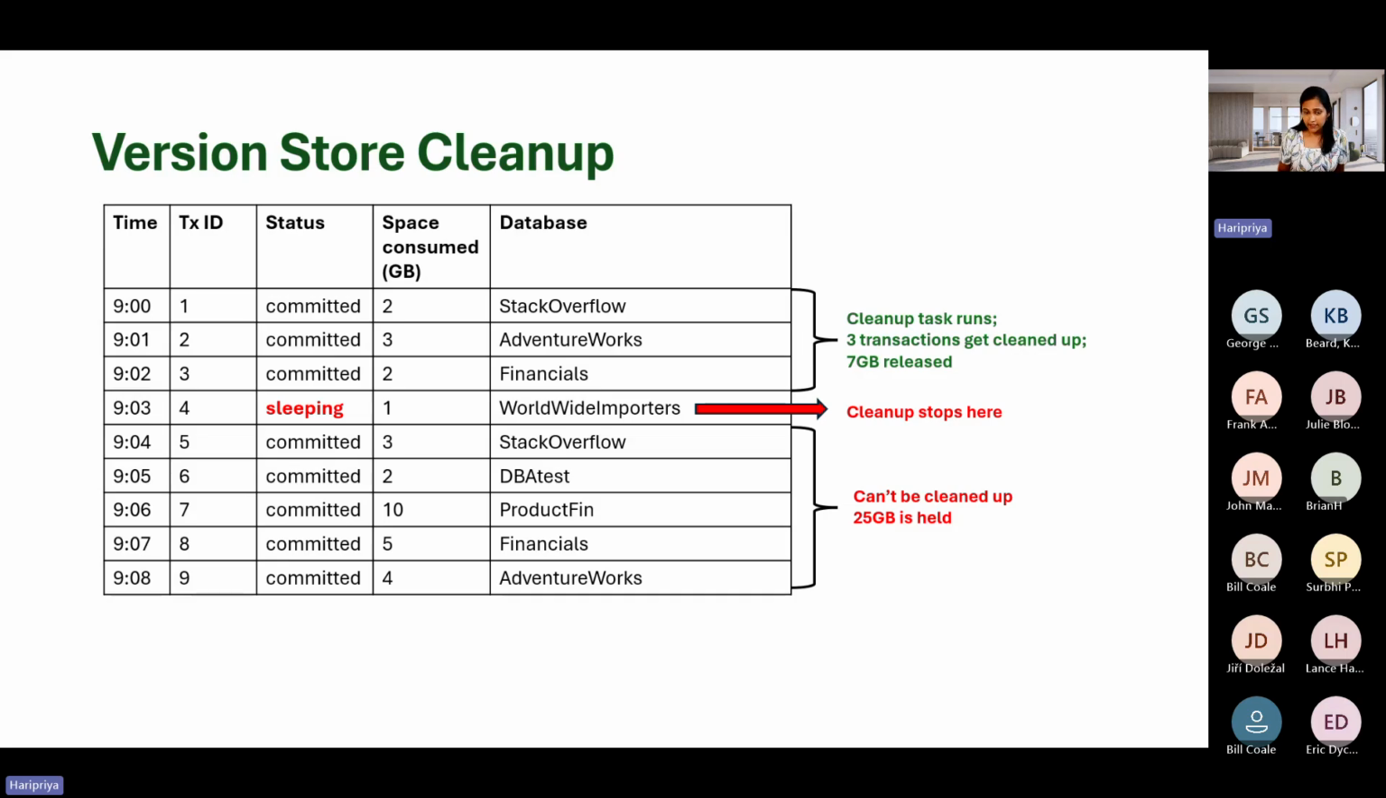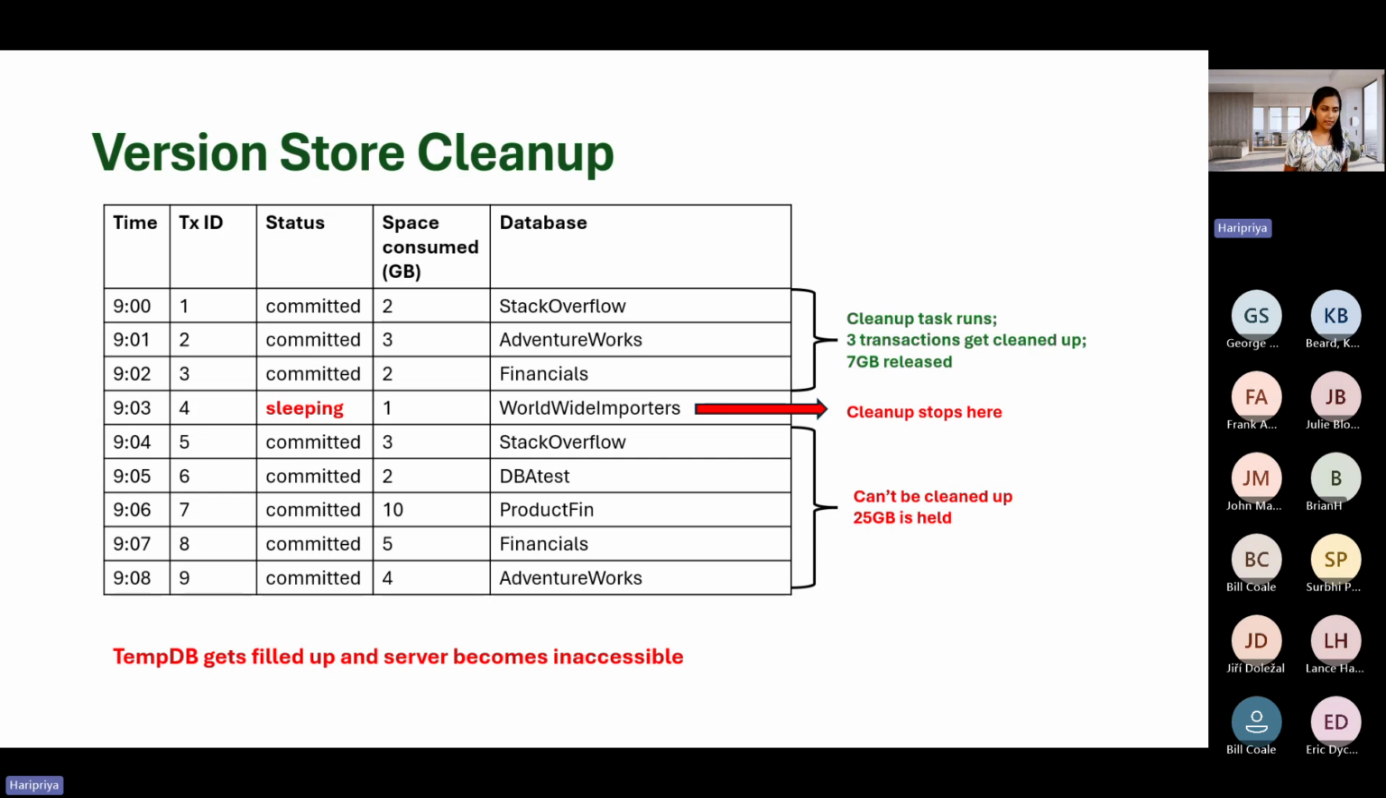The cleanup task runs again, and none of the transactions after the fourth transaction can be cleaned up. None of them can be cleaned up. Everything will stay there. It's because the first transaction or the previous transaction should always be committed for everything else to be cleaned up. The moment you have a sleeping or uncommitted transaction, nothing behind it can be cleaned up, regardless of the databases it is coming from. So that's the very important point that you always have to remember when it comes to version store in tempdb.